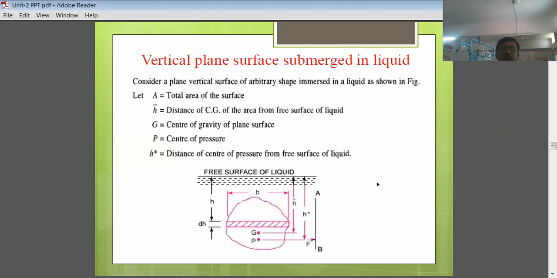Now write down the title: vertical plane surface submerged in the liquid. While we derive this, have full attention, because it is somewhat difficult to understand in the first run. You can draw this diagram for the vertical plane surface submerged in the liquid.